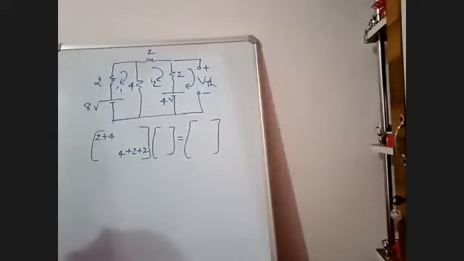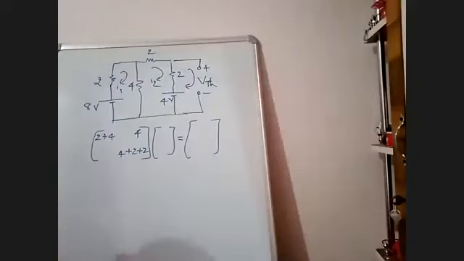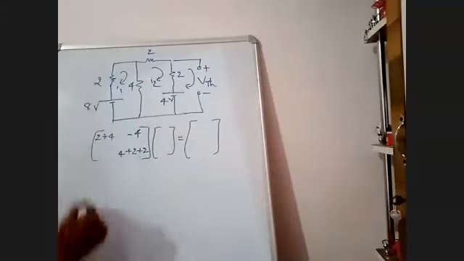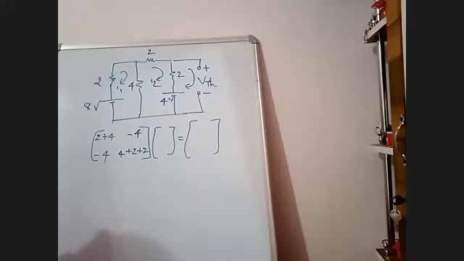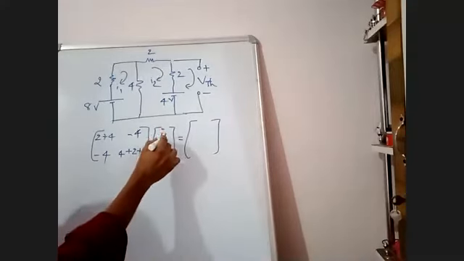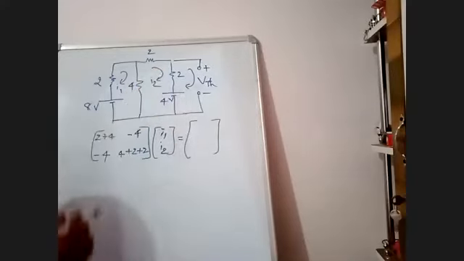4. Plus or minus? Minus. I1 is in the downward direction, I2 is in the upward direction. Both are in opposite directions. Now here, this is I1 and I2. I don't want I1. I want I2. I2 is the current in 2 ohms.